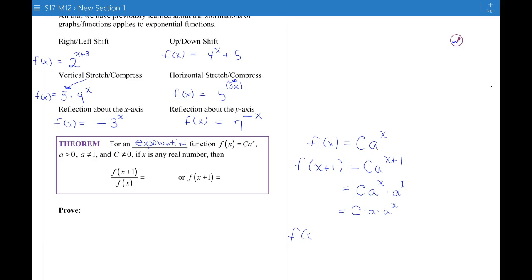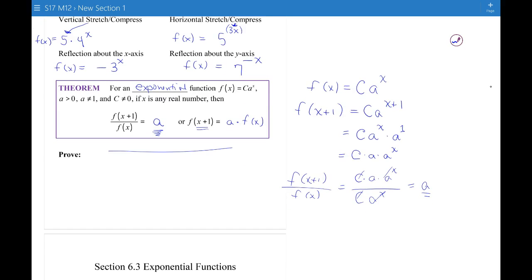Well, let's see what happens if I do f of x plus 1 over f of x. So I have C times a to the x plus 1 over C times a to the x. Well, the C's cancel and the a to the x's cancel, so all that's left is a. Or you can say that f of x plus 1, the value of the function at the next number, is a, the growth factor, times f of x. So this is the proof over here. Notice that this means that f of 5 equals a times f of 4.